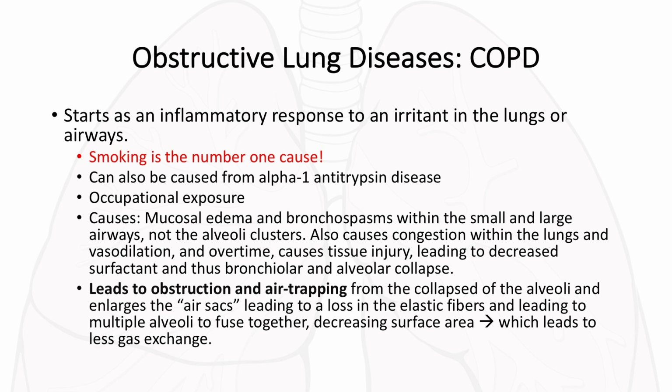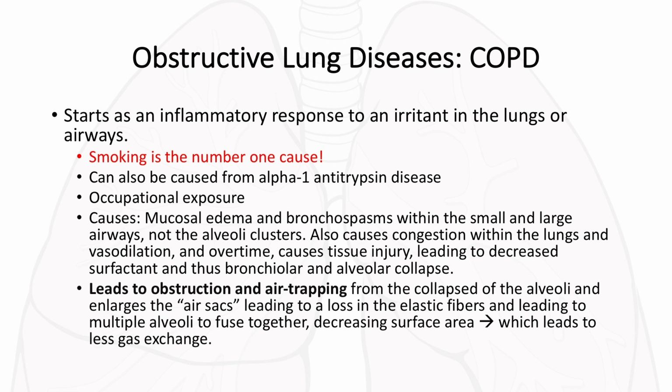This leads to obstruction and the air trapping that we've talked about with obstructive disease. This bronchiolar and alveolar collapse leads to obstruction and air trapping, which causes the patient's barrel chest. So the alveoli that are collapsed enlarge the air sacs, leading to a loss of elastic fibers. This leads to obstruction and air trapping. So if you have air trapped in the alveolar sac and it collapses, the pathway the air follows to get out when you're expiring, if that airway collapses, that air is trapped.